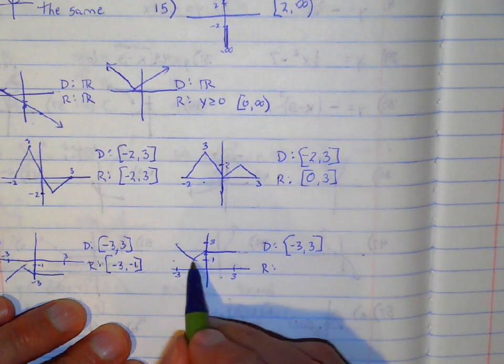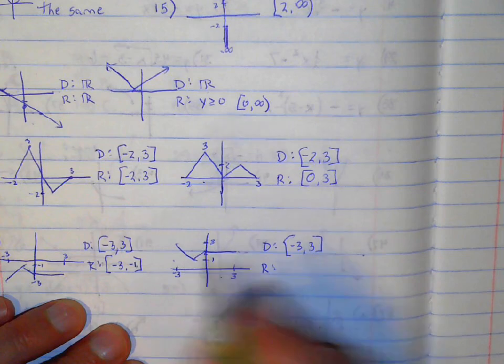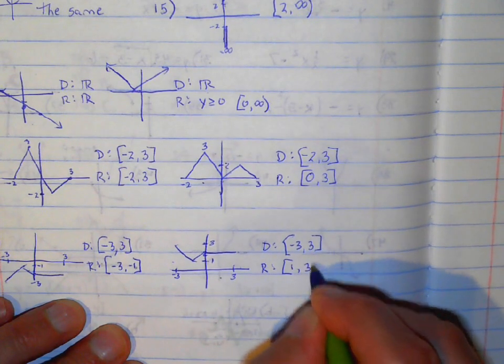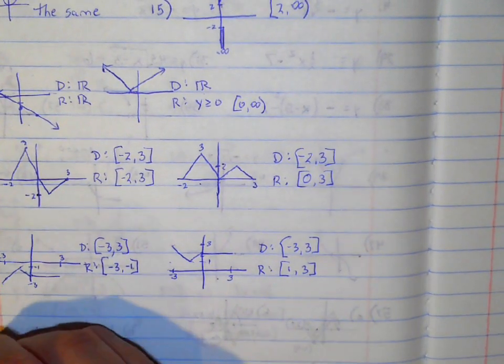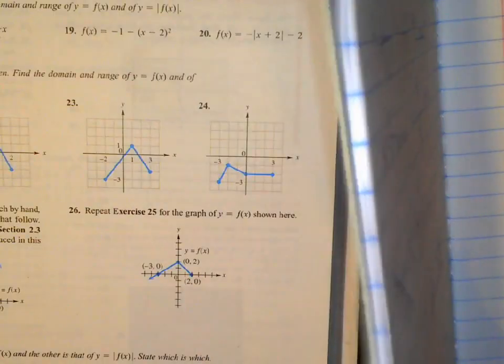And our range goes from 1 to 3. Okay, 27.